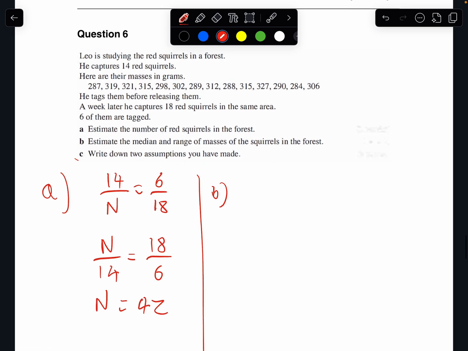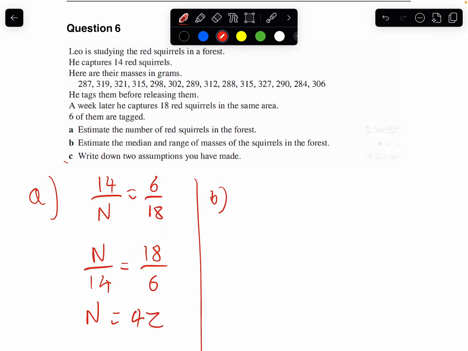So if we want the median, we need to write it in order, which I understand is a bit of a pain. But we do that because otherwise we start making very silly mistakes, like a lot of you did. So smallest is 284. 287. 288. 289. 290.